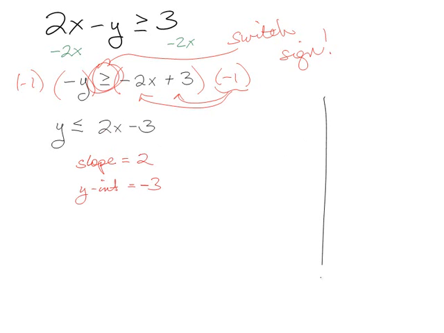So let's try a little graph. My y-intercept is at negative 3. So right here, my slope is 2. Remembering that that's rise over run, that means I go up 2 and over 1. Up 2 over 1. Up 2 over 1.